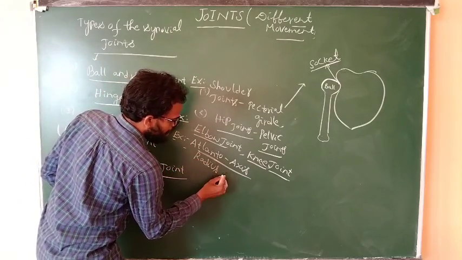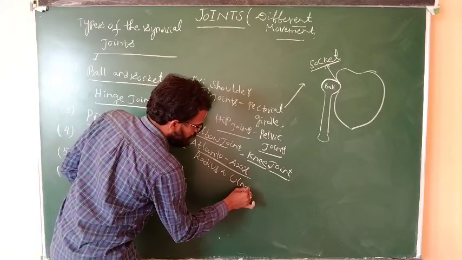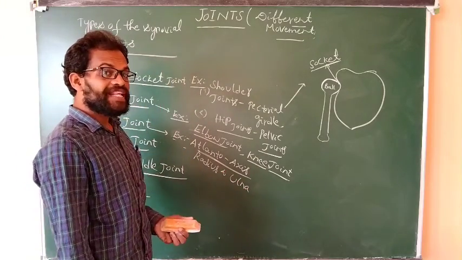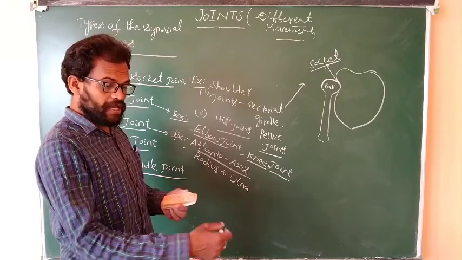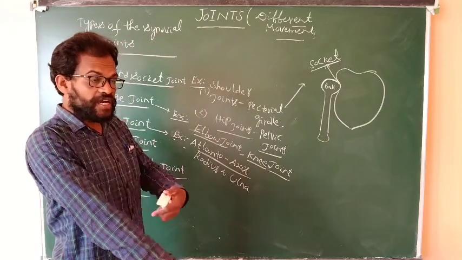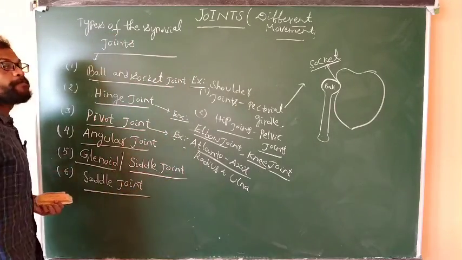And also the second example, radius and ulna. The joining of the radius and ulna is a pivot joint.